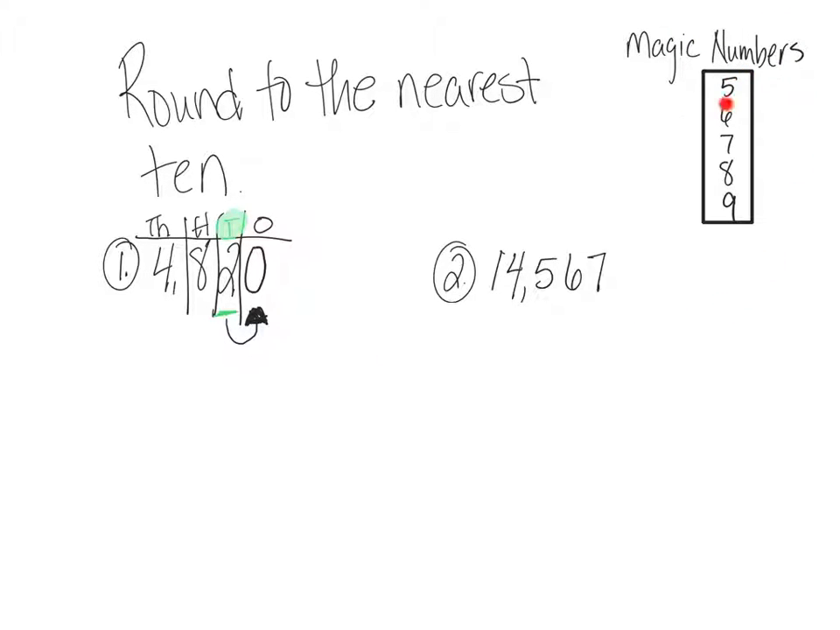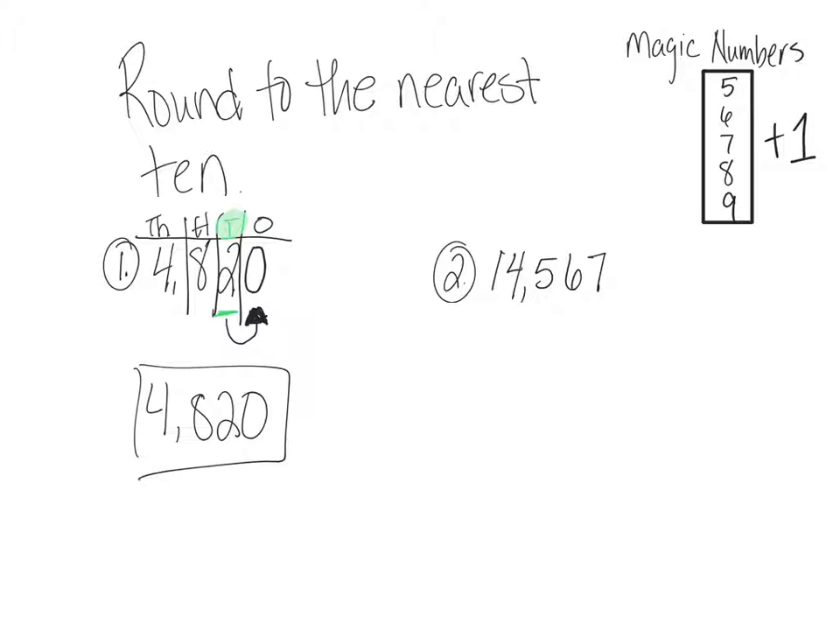In our magic numbers we have a 5, 6, 7, 8, and 9. If our next door neighbor has any of these numbers, that means the number we're rounding, we're going to add 1. Okay? So since our neighbor is a 0, it's not in our magic numbers, so we're not going to add 1. It's going to stay the same. So the number 4,820 rounds to just the same number, 4,820. So that's our answer.